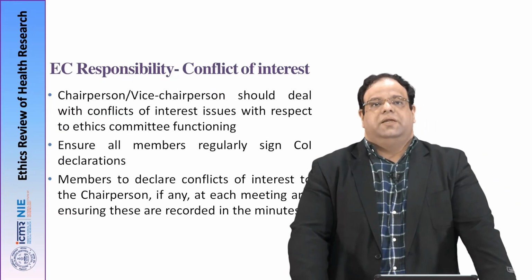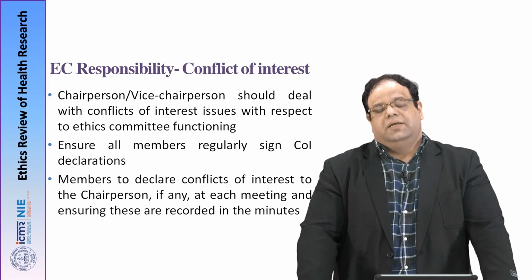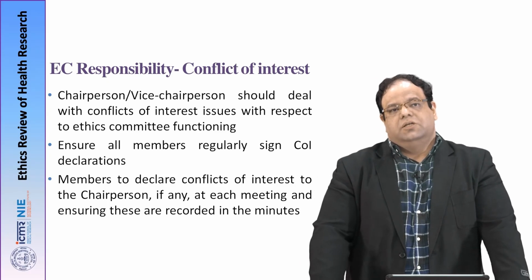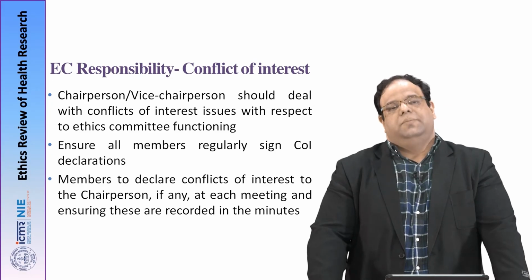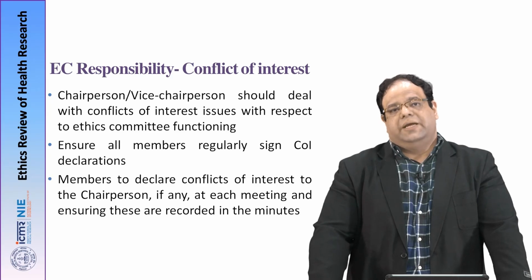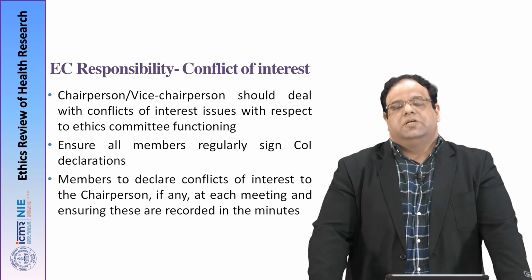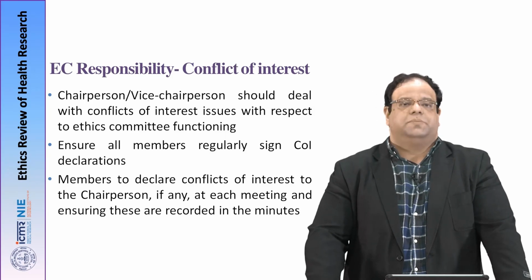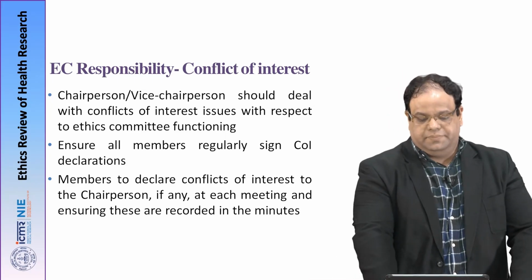The ethics committee responsibility essentially lies also at the level of the leadership of the ethics committee. The chair or the vice chair, in the absence of the chair, should deal with all of these issues with respect to ethics committee functioning, especially meetings, in terms of listening out and being cognizant of members declaring conflicts of interest and then taking a decision about how to handle that. They should ensure that all members regularly sign conflicts of interest declarations and that these are filed with the secretariat, and members should be required to declare conflicts of interest to the chairperson at the level of every meeting with respect to protocols which are being reviewed during that meeting, and ensure that these are also reflected in the minutes.